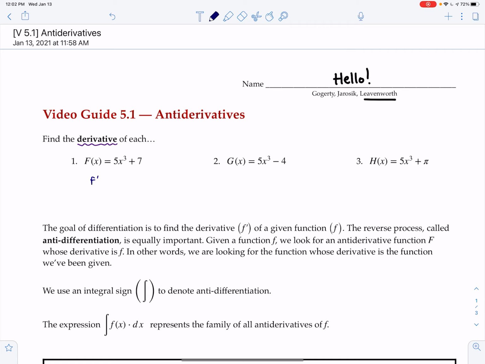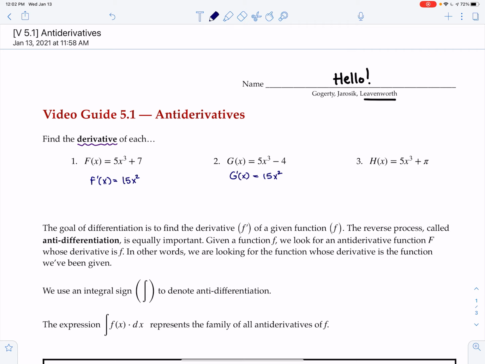F prime of x is equal to, we just apply the power rule here. These are polynomials. 5x to the third, the derivative there is 15x squared, and the derivative of the constant 7 goes away. I should say the derivative is 0, and so it appears to go away. Same thing here. G prime of x is 15x squared, and the minus 4 constant, the derivative of that is 0.